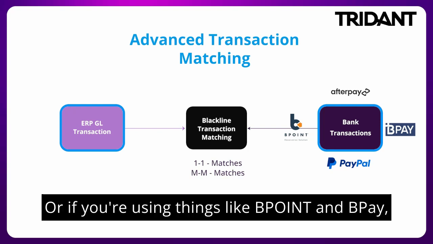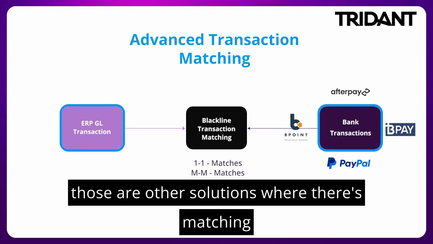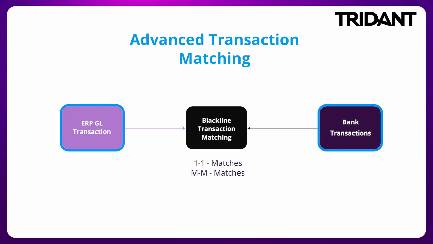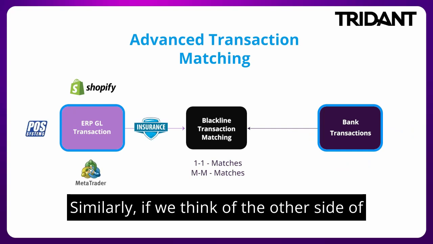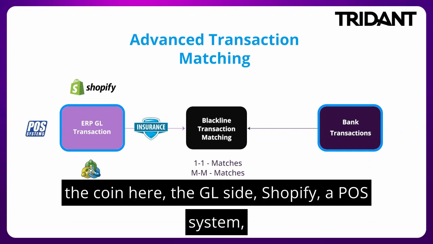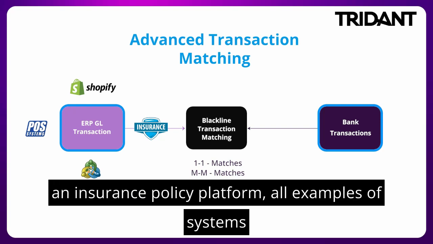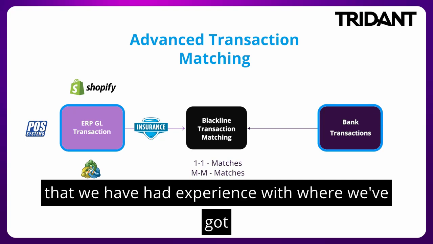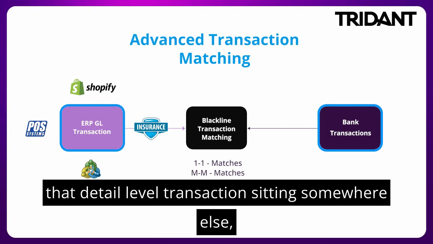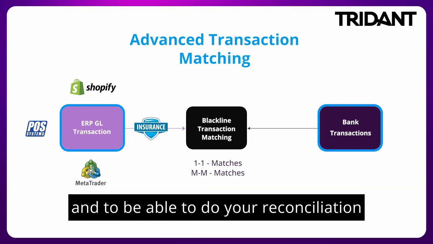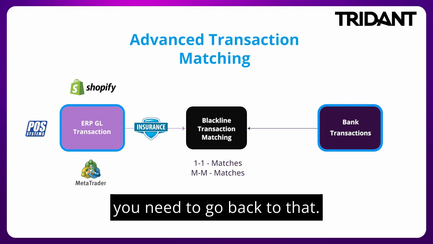Or if you're using things like BPoint and BPay, those are other solutions where there's batching that's occurring before it's hitting the bank. Similarly, if we think of the other side of the coin here, the GL side, Shopify, a POS system, an insurance policy platform, are all examples of systems that we would have had experience with, where we've got that detail level transaction sitting somewhere else. And to be able to do your reconciliation, you need to go back to that.